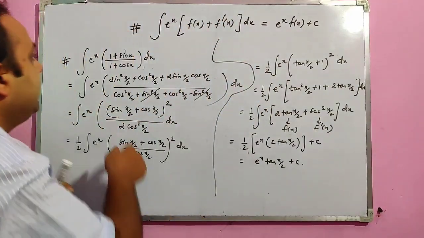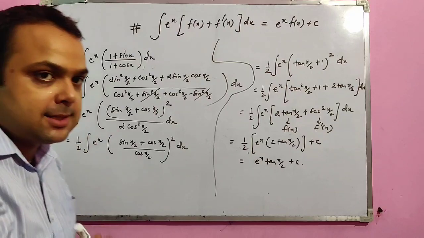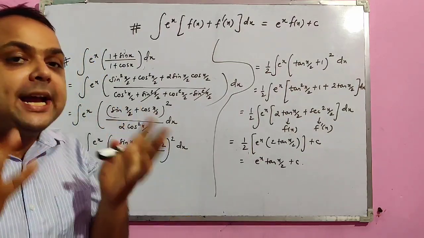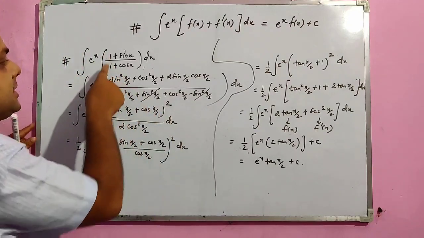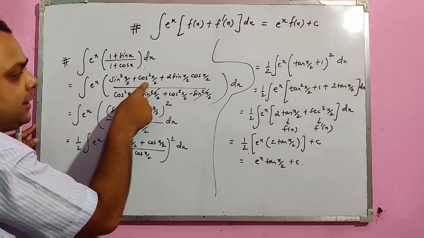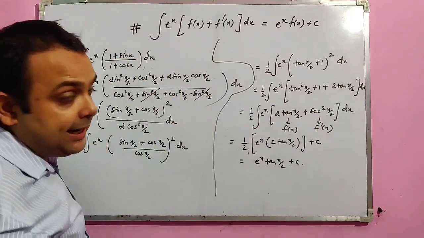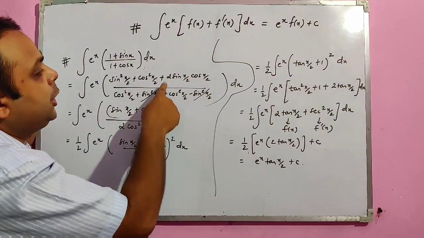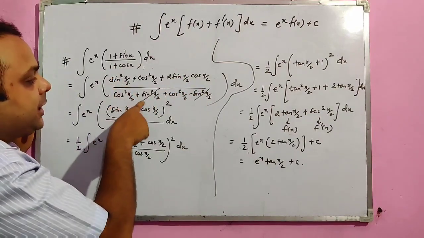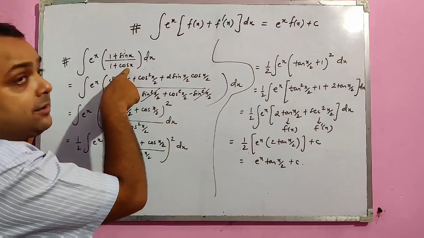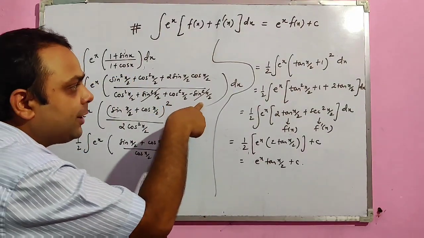So we have a problem, e to the power x multiplied by 1 plus sin x upon 1 plus cos x. Now using the concept of sin 2θ and cos 2θ in terms of half angle, one is sin square θ plus cos square θ, which is x by 2. Sin x is the formula of sin 2θ in terms of half angle, 2 sin x by 2 cos x by 2. This one is also sin square plus cos square, and cos x in terms of half angle is cos square x by 2 minus sin square x by 2.